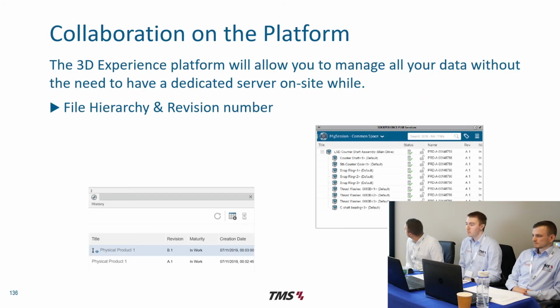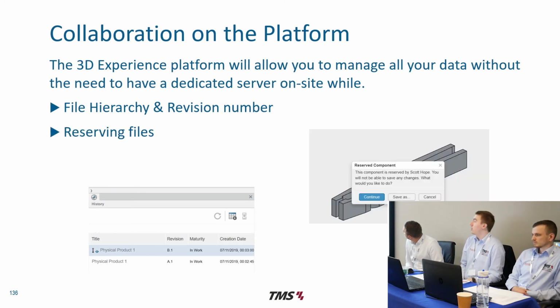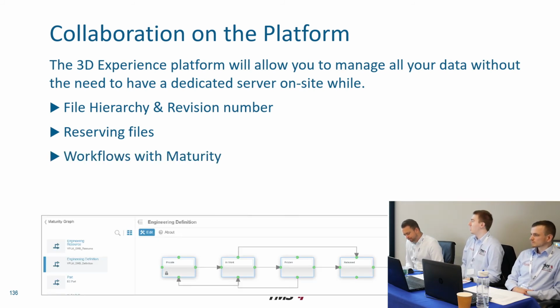Then obviously any of the data that we create, we might want to keep secure on the platform as well. So any of the files that we put on the platform will have the file hierarchy there, and it will have the revision numbers in there. So we'll have a revision A, revision B, C, and so on and so forth. We'll also then have reserving files, similar to your checkout, so we can say I'm going to work on this particular file so someone doesn't come in and make changes when I'm trying to edit a particular part. Then obviously we have an example of a workflow that we can start to push our files along, and again you can customize that to meet your own company's needs.